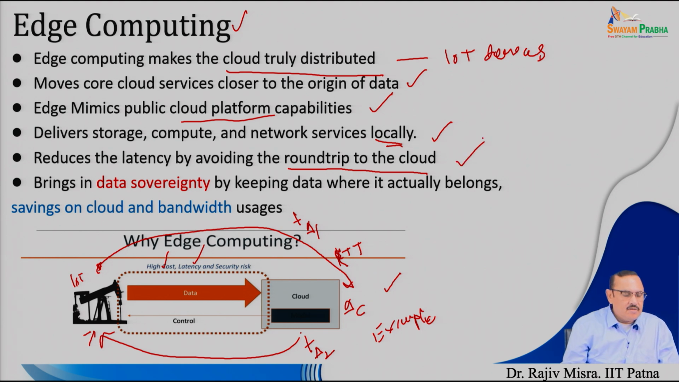So, sending the data to the cloud for doing the computation and getting back incurs a substantial amount of round trip time. You can avoid this by way of edge computing. Edge computing saves by not sending the data to the cloud, yet it can perform the intelligence computation there itself. An important related concept is data sovereignty, by keeping the data where it actually belongs, and saving on cloud and bandwidth usage.